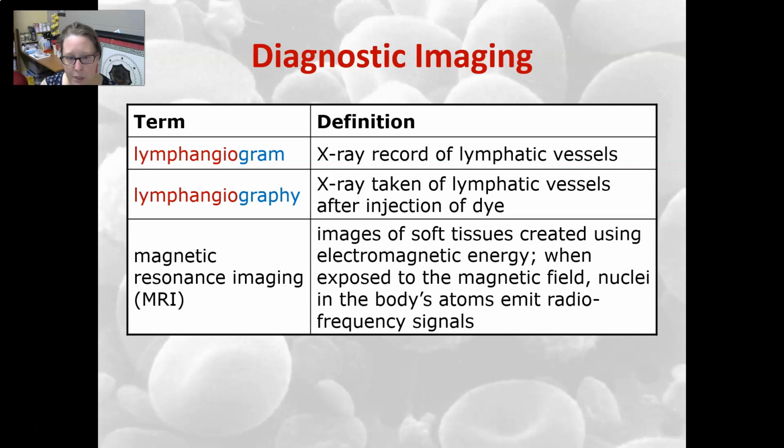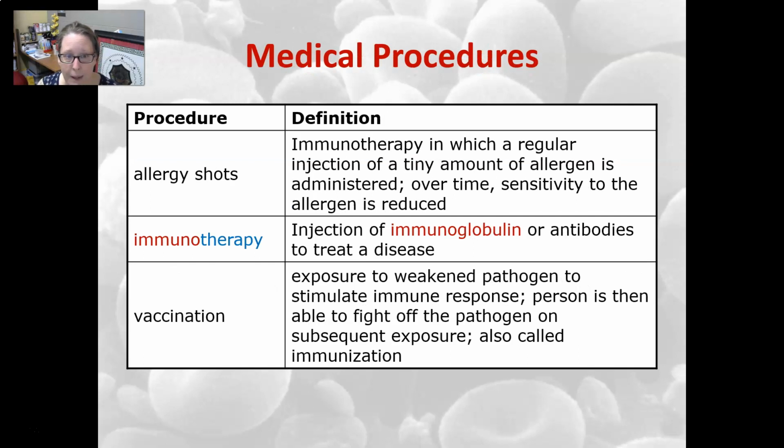Magnetic resonance imaging, or MRI, is an imaging technique that images soft tissues, and those images are created using electromagnetic energy. When exposed to the magnetic field, the nuclei in the body's atoms emit radio frequency signals, which is really cool if you think about it.